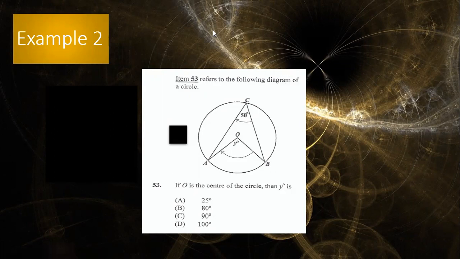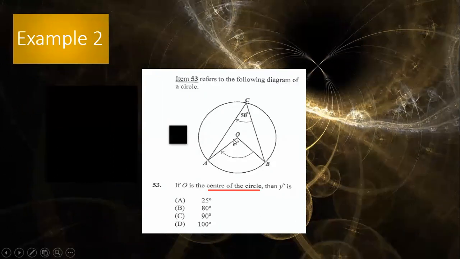If O is the center of the circle, then y degrees is what? We can apply the REM to this question. First, reading, also reasoning: the center of the circle. Center of the circle is important to remember, right? Because you'll have to know your circle theorems. So your circle theorems will help you in a big way here. But let's say you don't know your circle theorems. How are we going to figure this out?